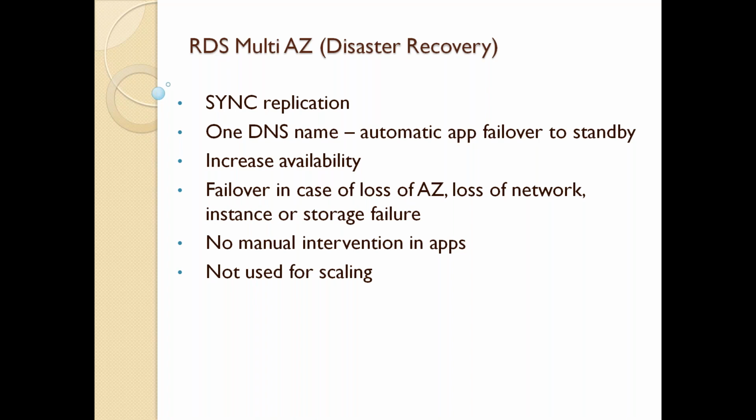So when these failovers happen, whenever there is some problem with our availability zone, loss of network, instance, or storage failure, all those can trigger a failover. In that case, if you have enabled this multi-AZ, automatically the database will be switched from primary to standby. There is no type of manual intervention in the application that you need to do if you enable this. And again, this multi-AZ is used only for disaster recovery. It is not used for scaling or doing some other operations, right? So it's purely for disaster recovery.